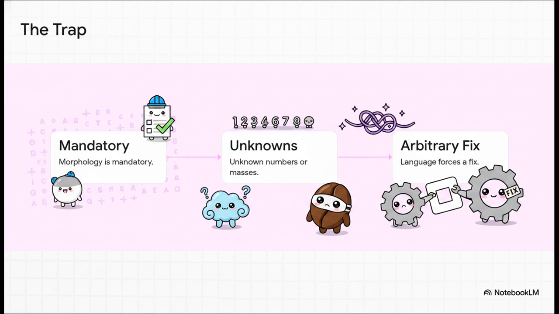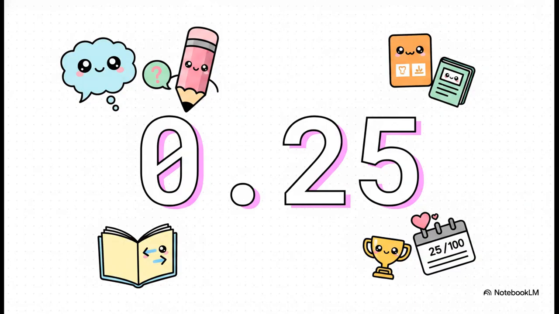Step 3 is the glitch. Because the language rigidly requires a choice, we are forced to invent an arbitrary fix. We force a singular verb onto an unknown crowd just to satisfy the structural rules. Let me test your intuition on this real quick. Consider the number 0.25. If you were taking a test and earned this score, how would you say it? Does it take a singular noun or a plural noun? Think about it for a second.